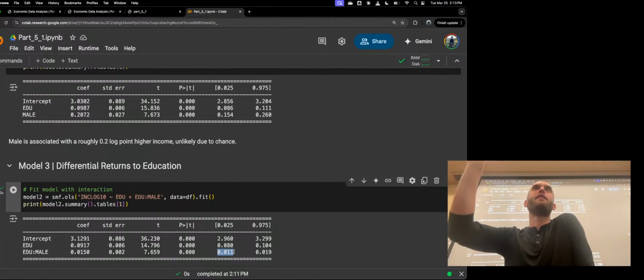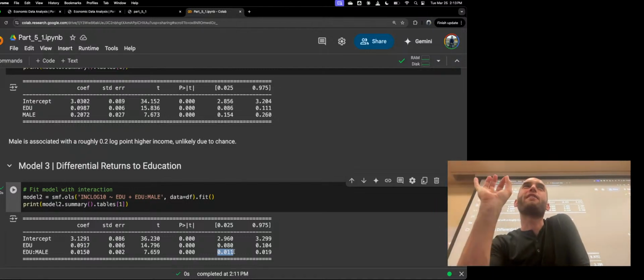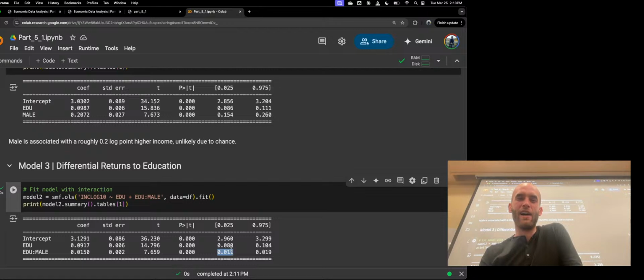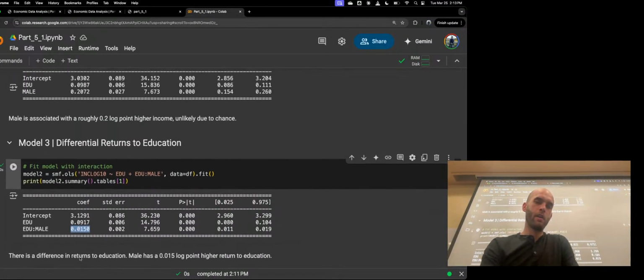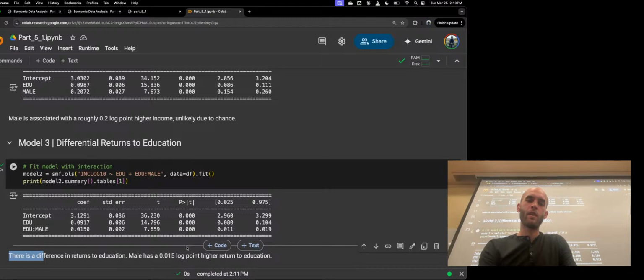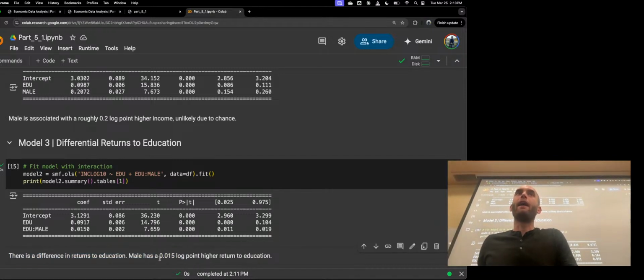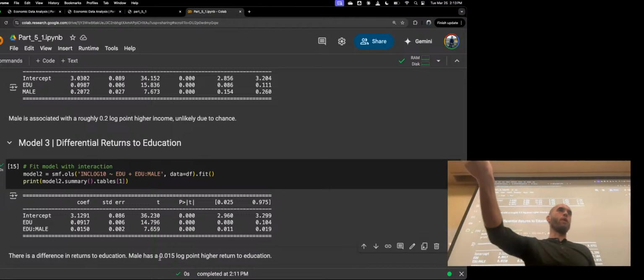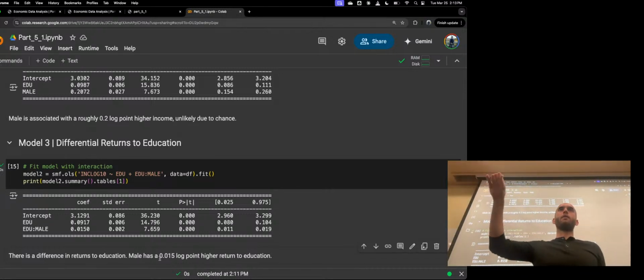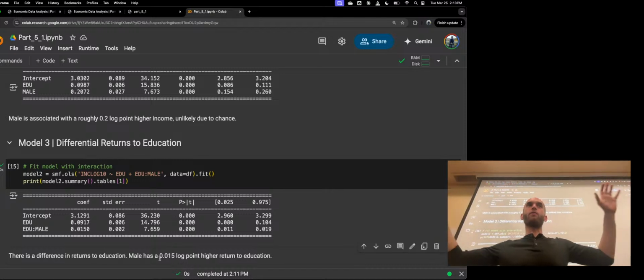Hold on a second. I'm trying to get out of here. Let me just conclude. We see a very substantial p-value. We see an additional return to education if you're male, which is concerning. What we've done today is use real-world census records to test an important social question.